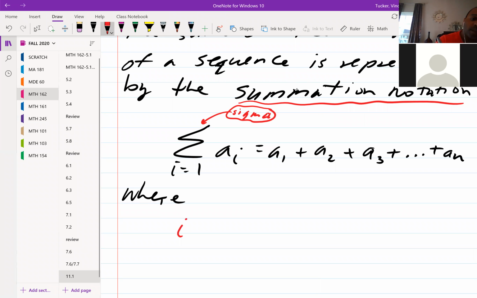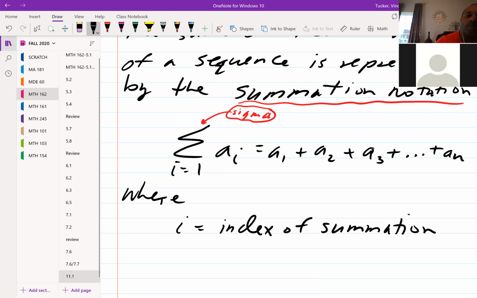This is the index of summation. Right, it should be an n up here. Let me do this. I left off n up top. And so point it like that.